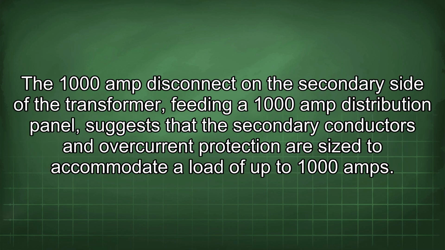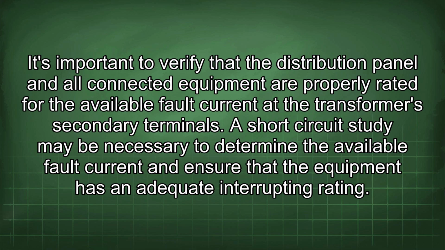The 1000 amp disconnect on the secondary side of the transformer, feeding a 1000 amp distribution panel, suggests that the secondary conductors and overcurrent protection are sized to accommodate a load of up to 1000 amps. It's important to verify that the distribution panel and all connected equipment are properly rated for the available fault currents at the transformer's secondary terminals. A short circuit study may be necessary to determine the available fault current and ensure that the equipment has an adequate interrupting rating.